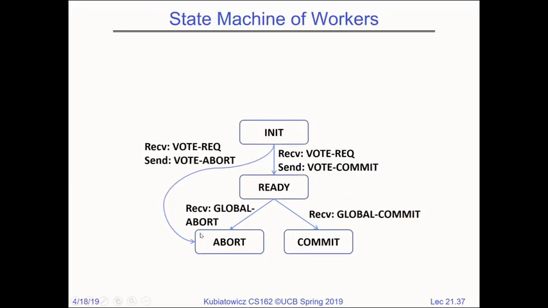Okay. We can look at what the workers have. They also have an init. When they receive a vote request, they make a decision one way or another. If they send abort or they get a vote abort, then they abort. Okay? So it's not like it's a complicated state machine, but it's replicated and it's made durable by the log.